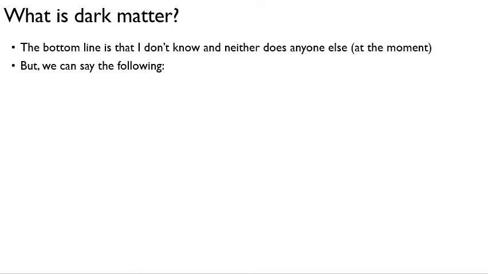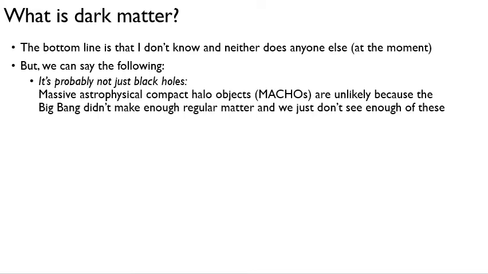But it's not like we don't know anything. We can say the following things about dark matter. We can kind of constrain what it could be. So it's probably not just black holes. You remember that the definition of dark matter is it just has to not be luminous and it has to be massive. And a black hole fits that picture, right? There are a handful of compact objects that are massive in the universe that would fit that definition. People lump these into MACHOs, massive astrophysical compact halo objects.